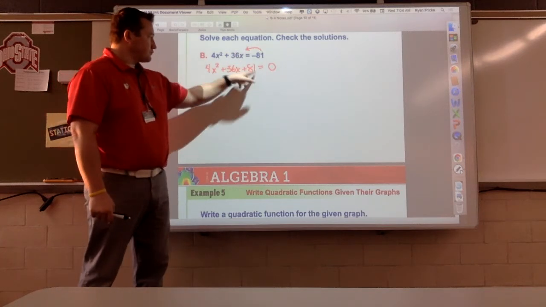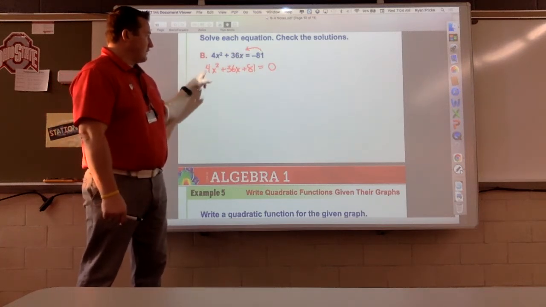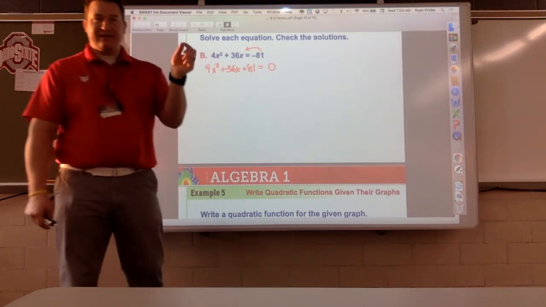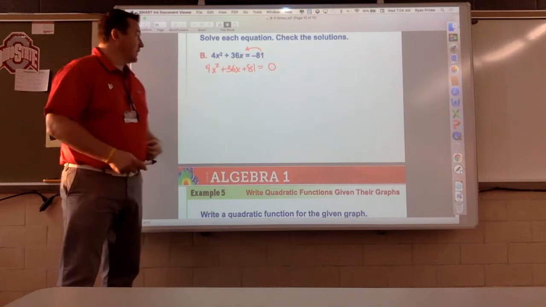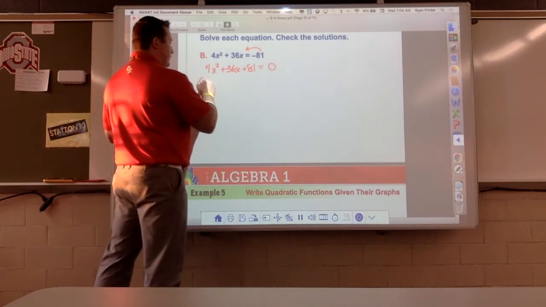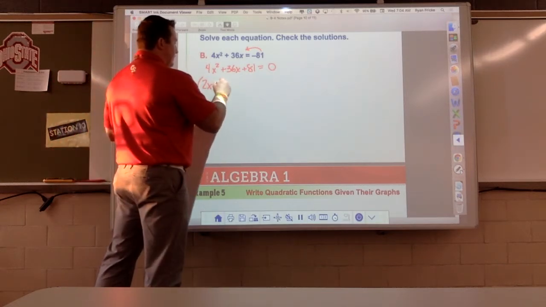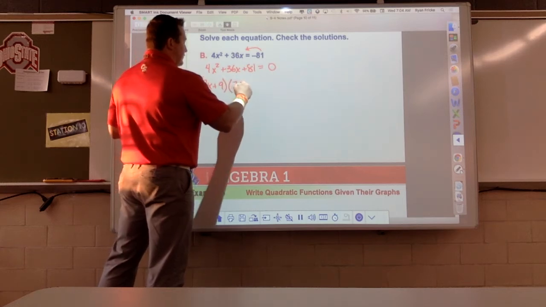Remember, 2 and 9. 2 times 9 is 18. 2ab, right, is going to give me 36. Anyway, when we factor this one, it's going to turn into 2x plus 9 and another 2x plus 9.